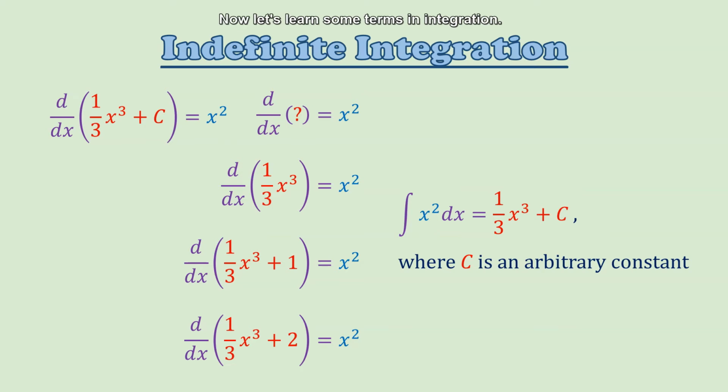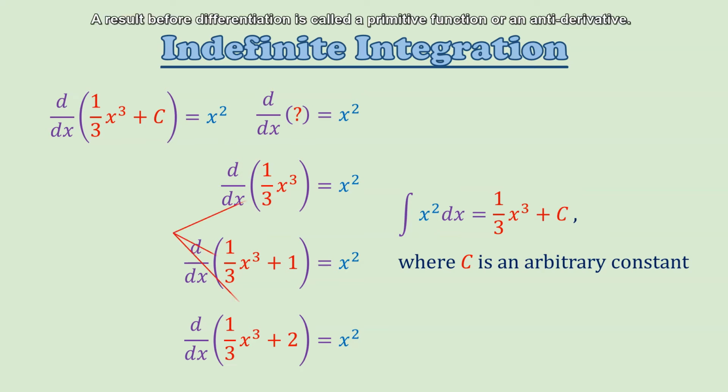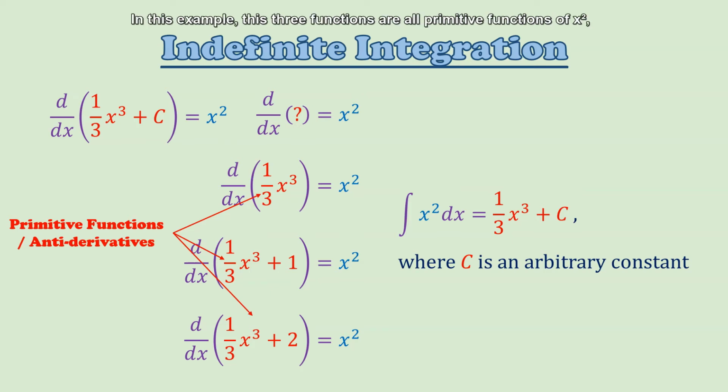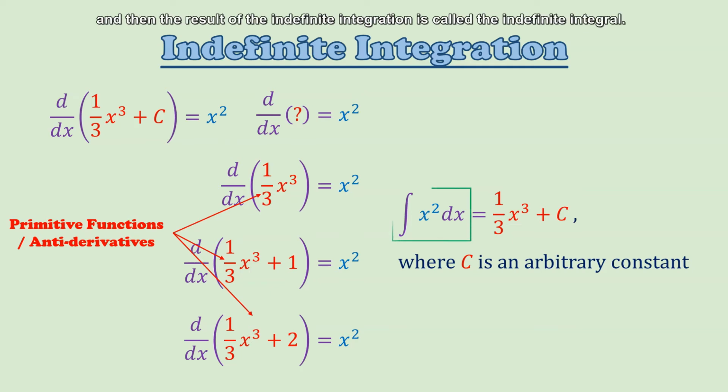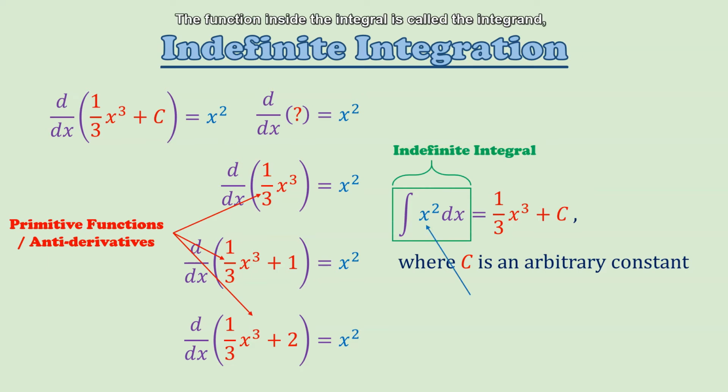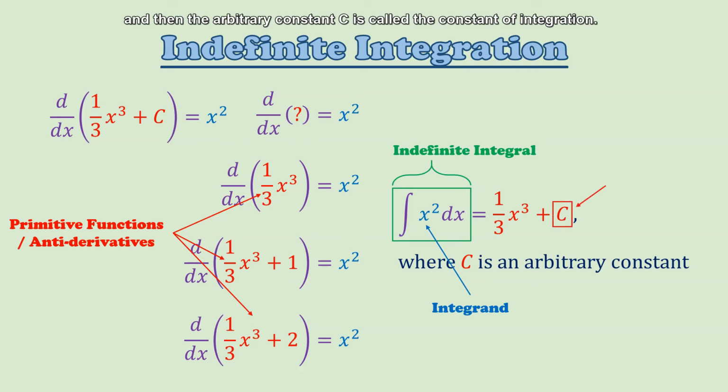Now let's learn some terms in integration. A result before differentiation is called a primitive function or an antiderivative. In this example, these three functions are all primitive functions of x squared. And then the result of the indefinite integration is called the indefinite integral. The function inside the integral is called the integrand. And then the arbitrary constant c is called the constant of integration.